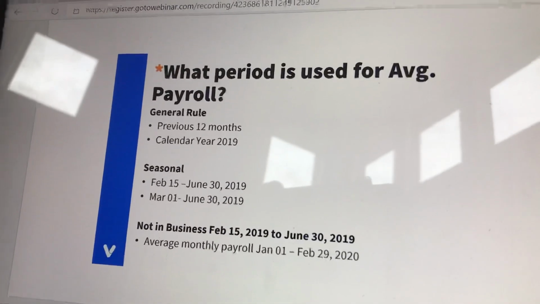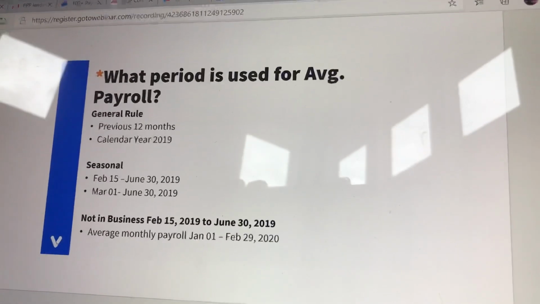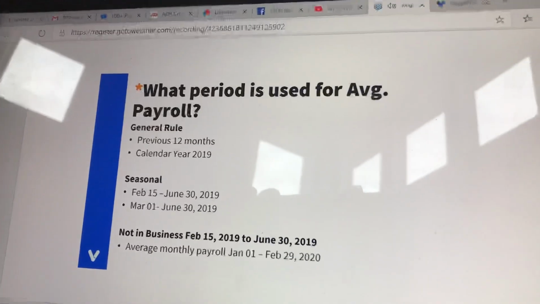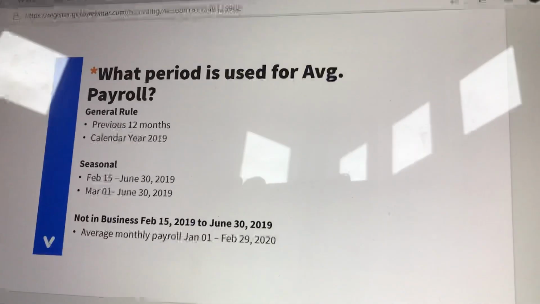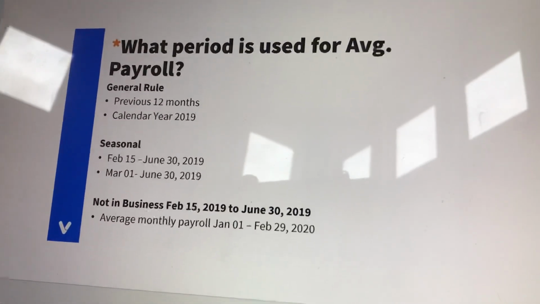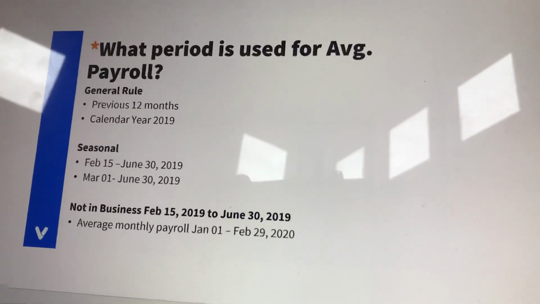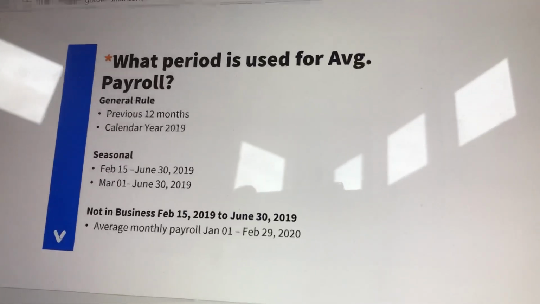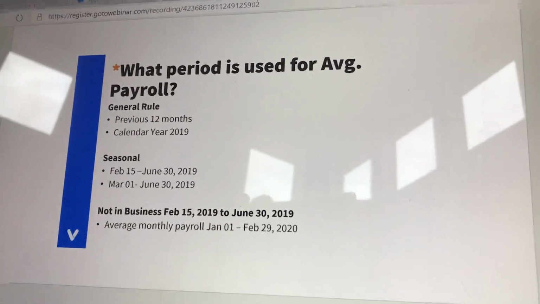If you are a seasonal employer, then you can use either of these two periods, February 15th through June 30th, 2019, or March 1st through June 30th, 2019. If you were not in business from February 15th to June 30th of last year, then you use the average monthly payroll for this year, 2020, looking at January and February of 2020. Again, confusing, yes, but if you're in one of those situations, those are the rules that you want to follow for figuring out the payroll period.